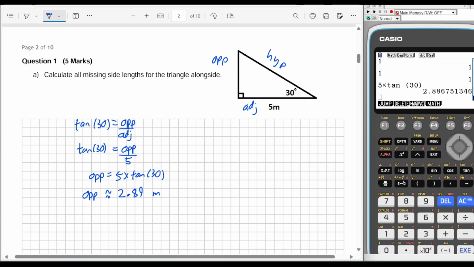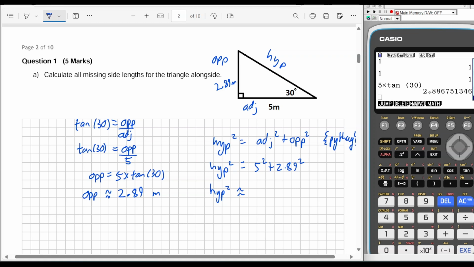Okay, so now that we know that this length is 2.89 meters, we can actually use that to get the hypotenuse a bit easier. So the hypotenuse squared is the adjacent squared plus the opposite squared. And that is just from Pythagoras. Okay, so that is 5 squared and 2.89 squared. And so we get the hypotenuse squared roughly equals.